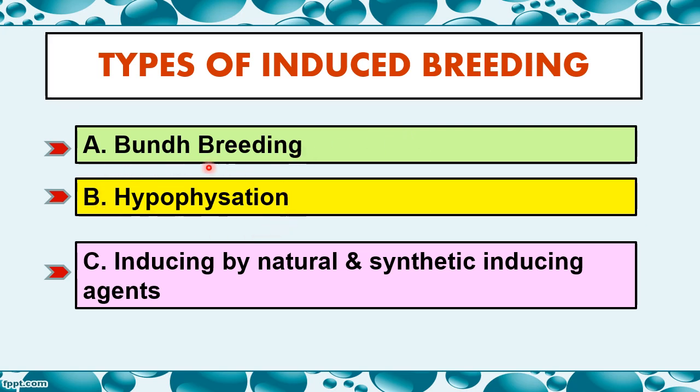Hypophysation. In hypophysation, pituitary gland extract is used for inducing fish for breeding, because pituitary extract contains follicle-stimulating hormone and luteinizing hormone, which play a key role in gonadal development and maturity. Then induced breeding by natural and synthetic inducing agents is most widely used for breeding in fish.